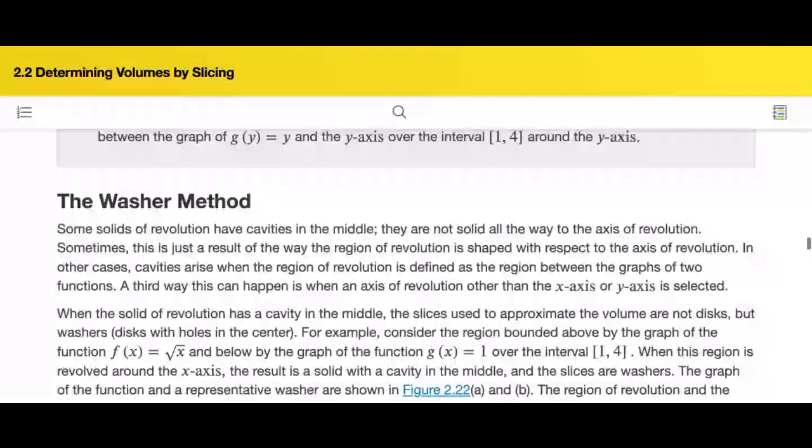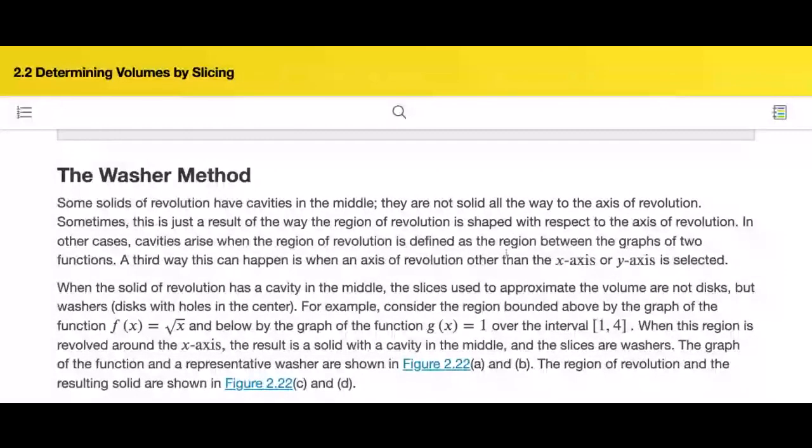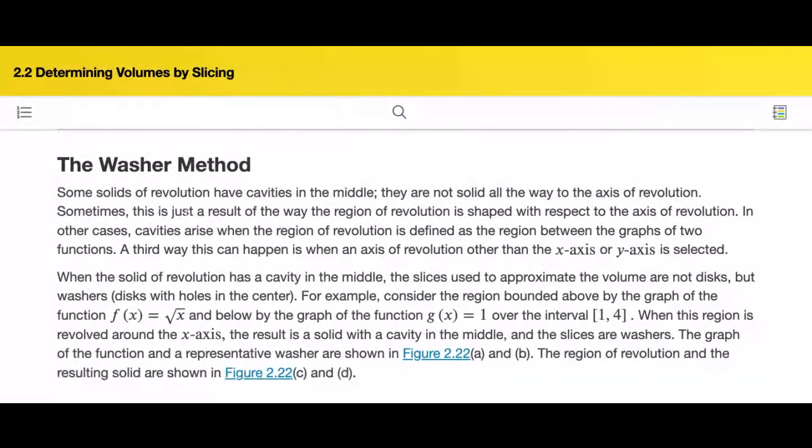Okay, let's see. So we need to learn this method too. It's called the washer method. Some solids of revolution have cavities in the middle. So they are not solid all the way to the axis of revolution. If you remember when I did it on the whiteboard, you see the middle is hollowed. So the real object is outside.